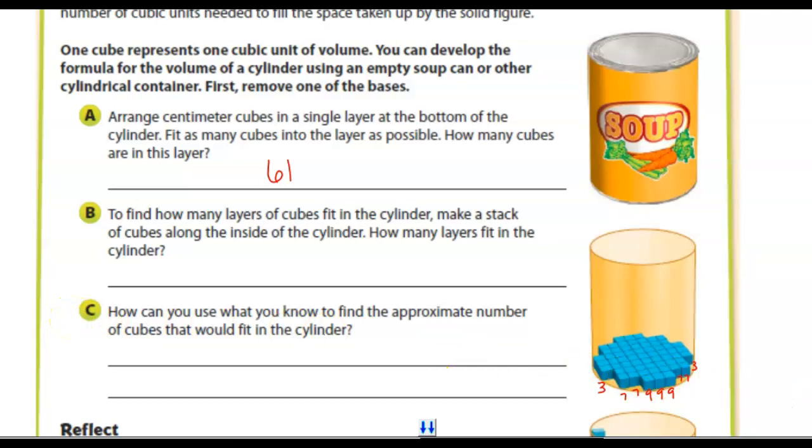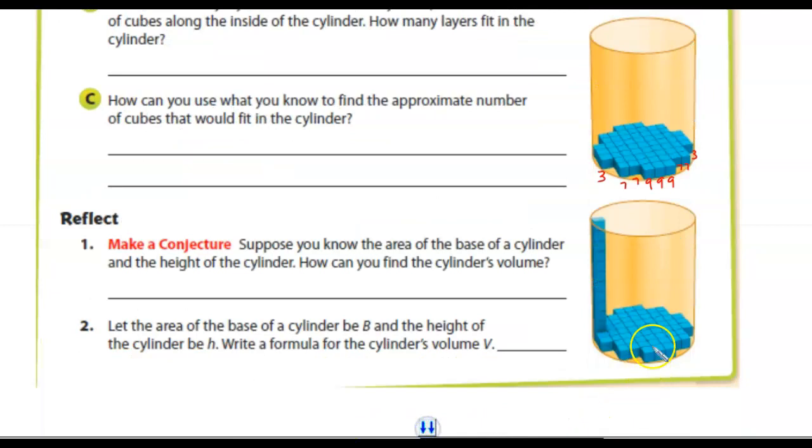To find out how many layers would fit in the cylinder, let's make a stack of cubes along one side inside that cylinder. And so they show you that down here. And you'll see that we have 1, 2, 3, 4, 5, 6, 7, 8, 9, 10, 11, 12. So there's 12 layers that will fit.